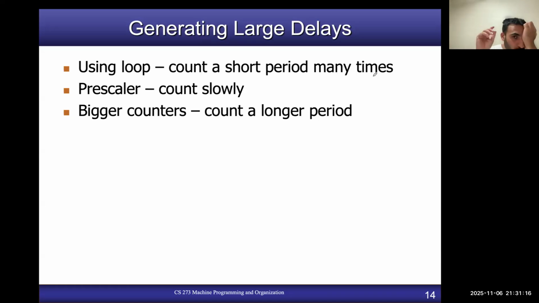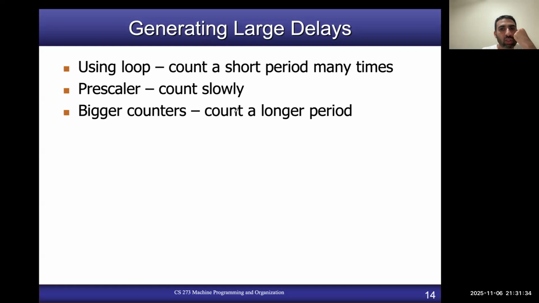The other thing is that you can use the prescaler, as I just explained earlier. If you change the clock frequency, if you slow the clock, it will take a longer time, because now the register value will change more slowly as compared to the faster clock.